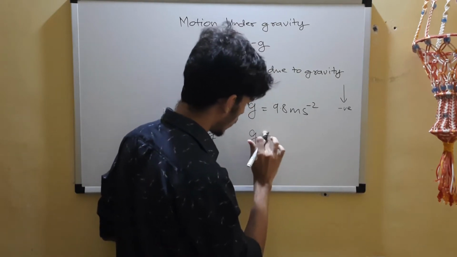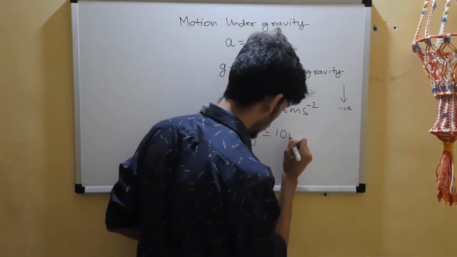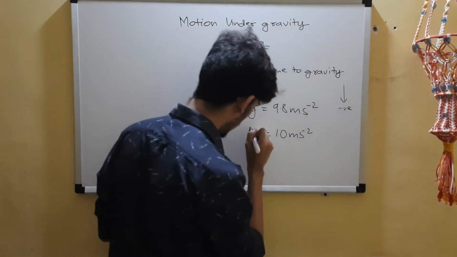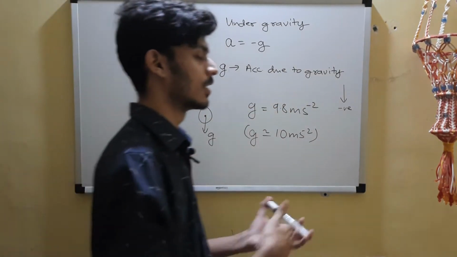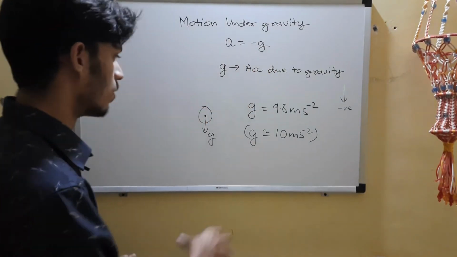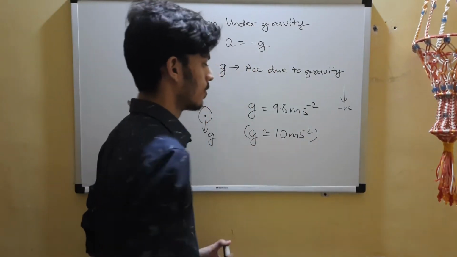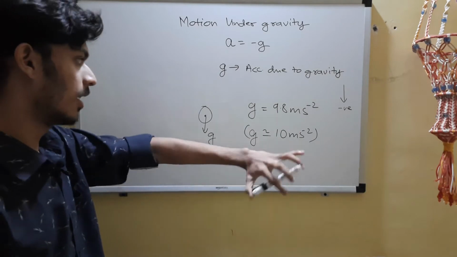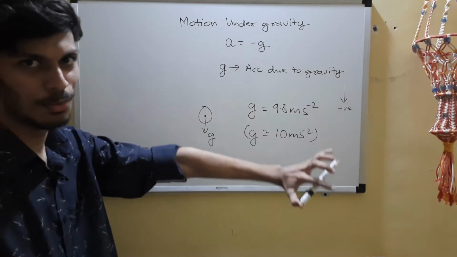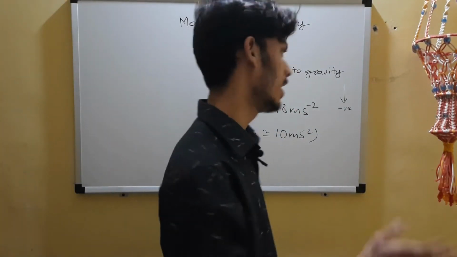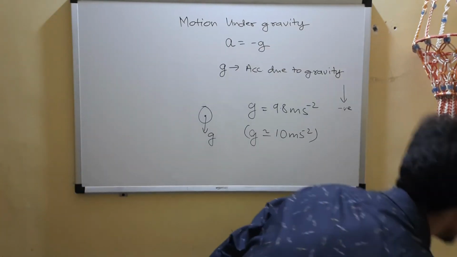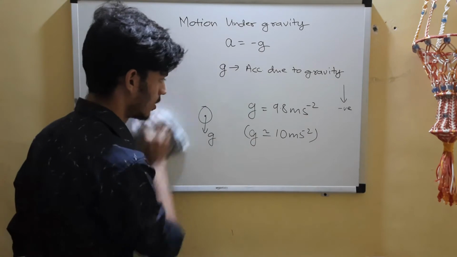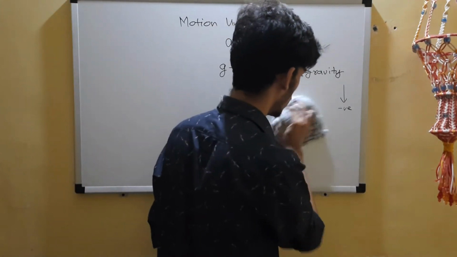Or you can approximate it. Mostly they'll approximate it to 10 meters per second squared, for making calculations easy. Otherwise, it's 9.8. Unless specially mentioned, take it to be 9.8. So that was the introduction to motion under gravity.